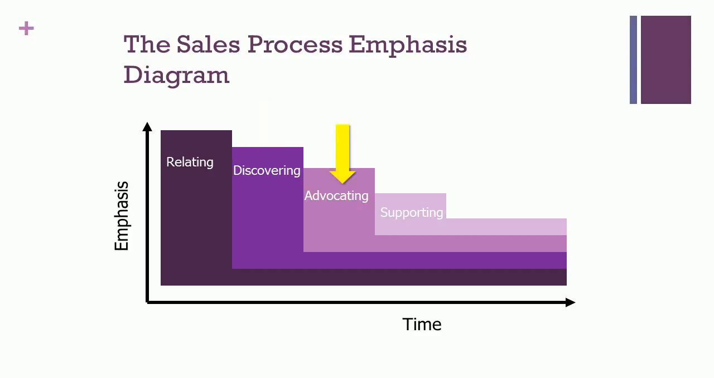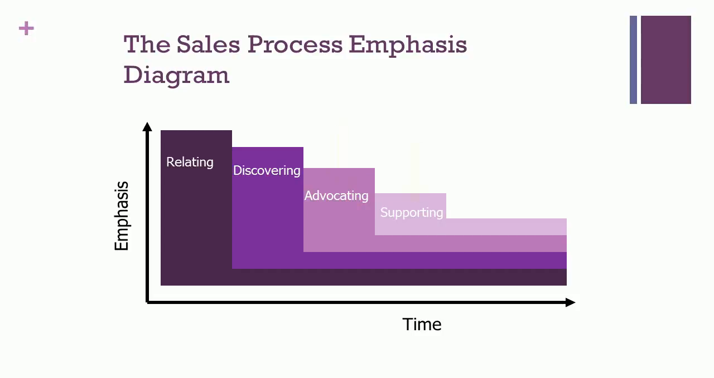Next up is advocating. So after we've gone through the needs discovery process, we come into advocating. This is advocating and proposing possible solutions. So we've discovered it, we've used our expertise, we've listened, and we've narrowed down the options. So there's a little less emphasis at this stage, and we advocate solutions. And again, there's questioning, there's listening, there's presentations, all come into this part of the process.